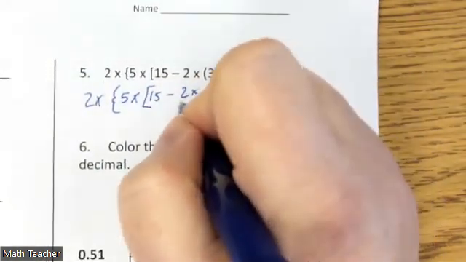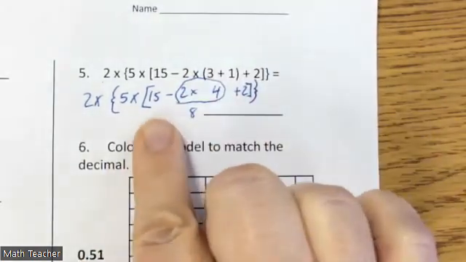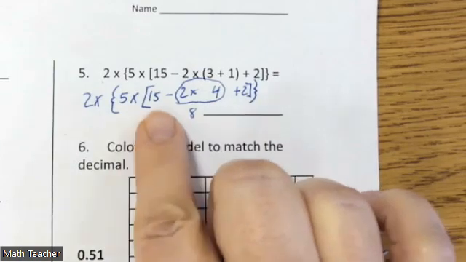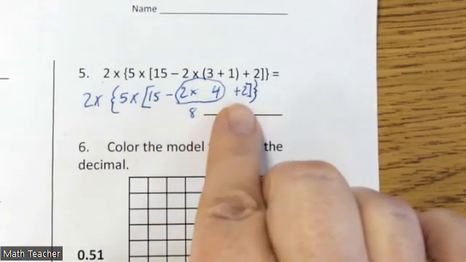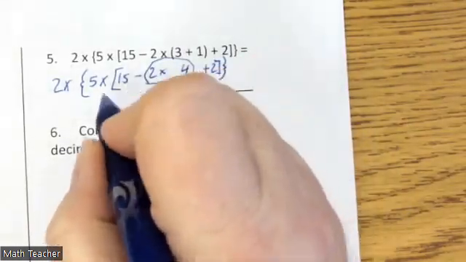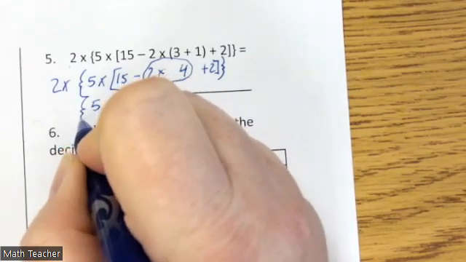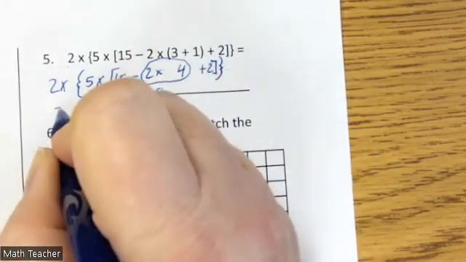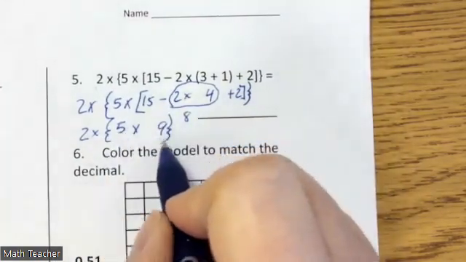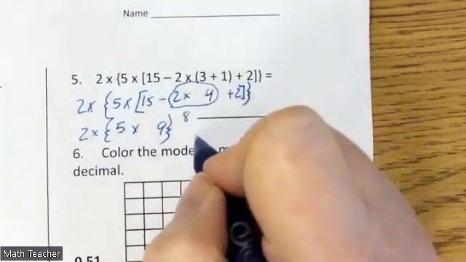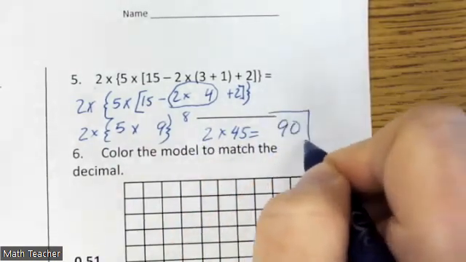I'm just going to write this as 8 right here so we don't run out of space. And then we do left to right for addition and subtraction. So 15 minus 8 is 7, plus 2 is 9. So this is all 9. And then bring down the 5, and then bring down the times 2. So then we have 5 times 9, which is 45. That's inside the braces. And then 2 times 45 would give us 90. So our answer is 90.